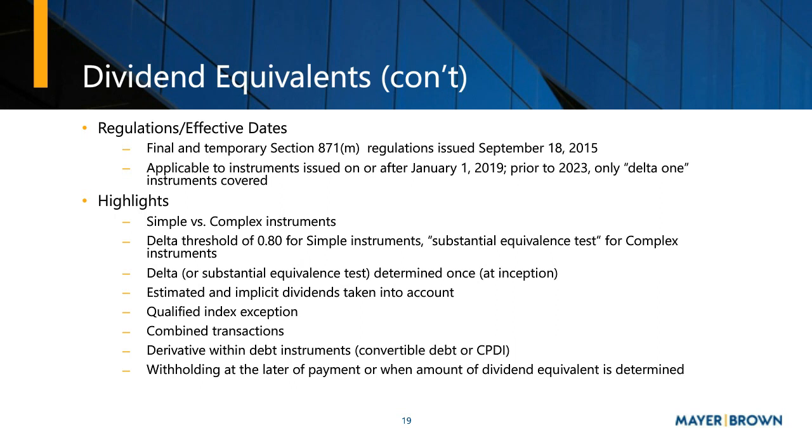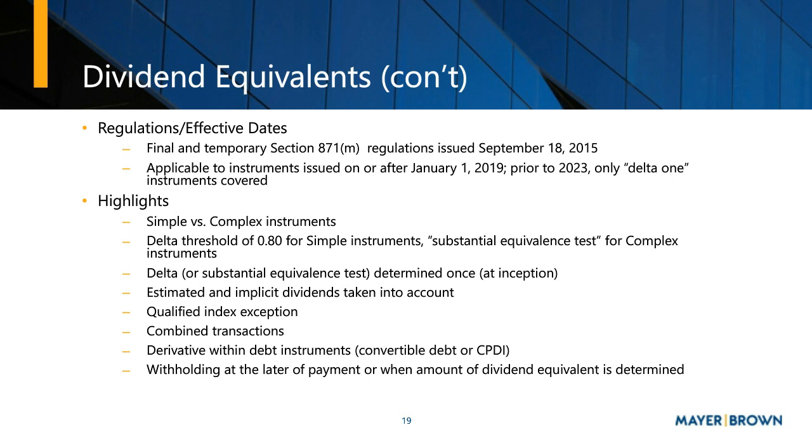Certain indices, so this applies for both Delta One and non-Delta One. Certain types of indices are excluded from being subject to 871(m) withholding. So one exception is a broad-based index exception, or the qualified index exception, I should say. There's 3 or 2 different types of those. So one qualified index is a broad-based index.